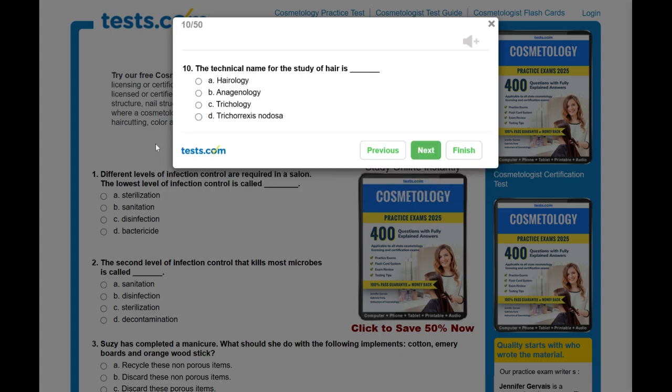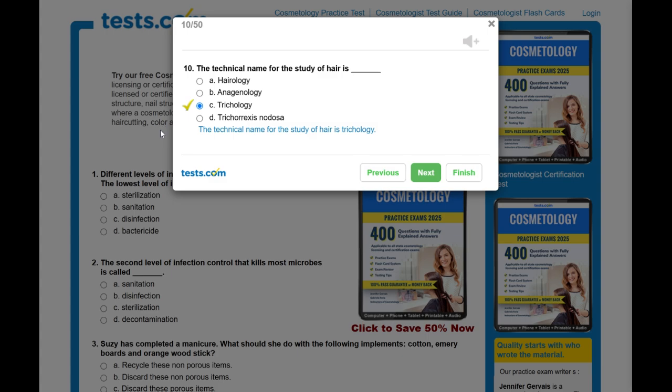Question 10. The technical name for the study of hair is A. Hairology. B. Anagenology. C. Trichology. D. Trichorexis nodosa. C. Trichology. The technical name for the study of hair is trichology.